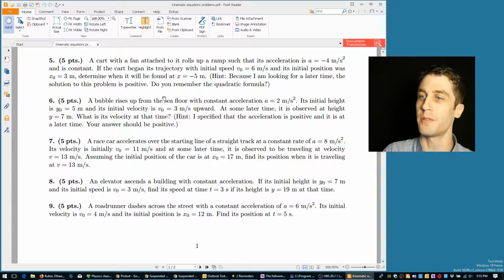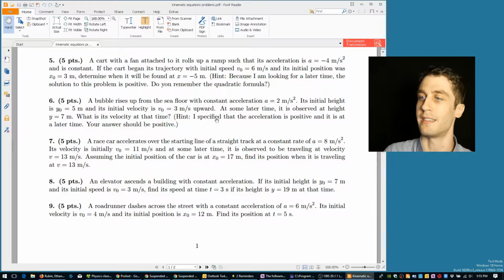Question 6. A bubble rises up from the seafloor with constant acceleration, a equals 2 meters per second squared. Its initial height is y naught equals 5 meters, and its initial velocity is v naught equals 3 meters per second upward. At some later time, it is observed at height y equals 7 meters. What is its velocity at that time?